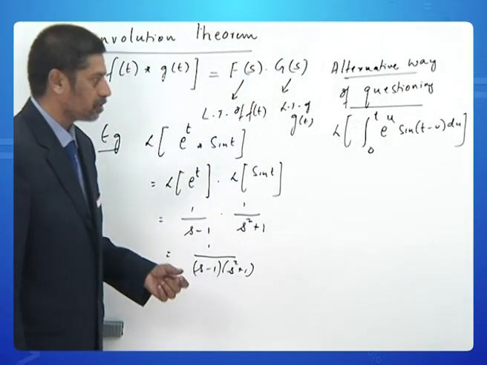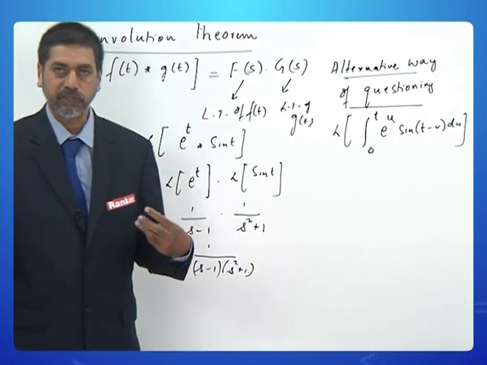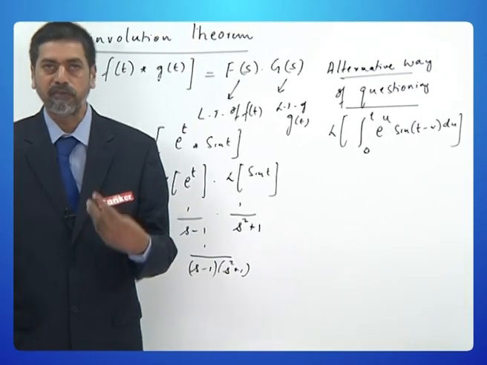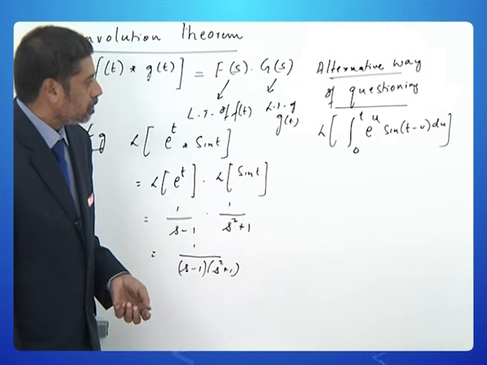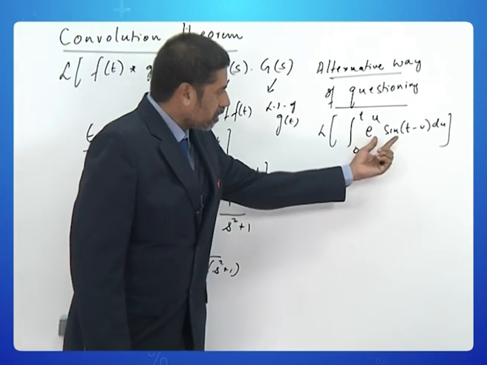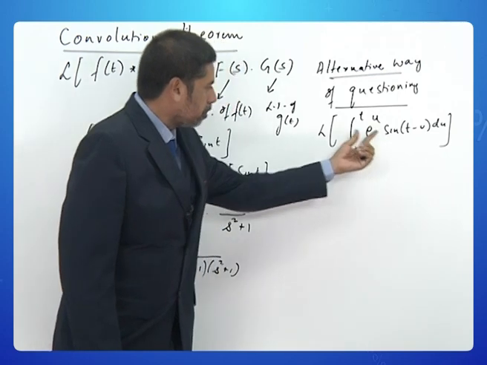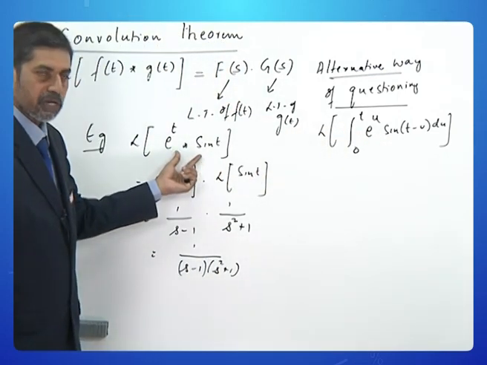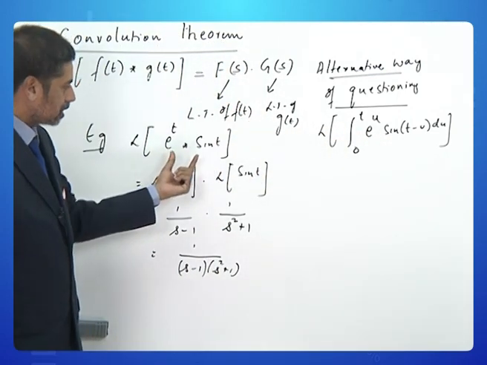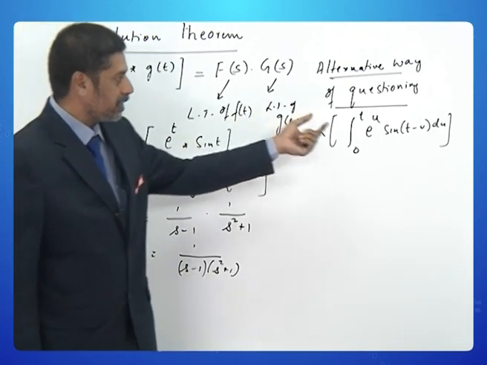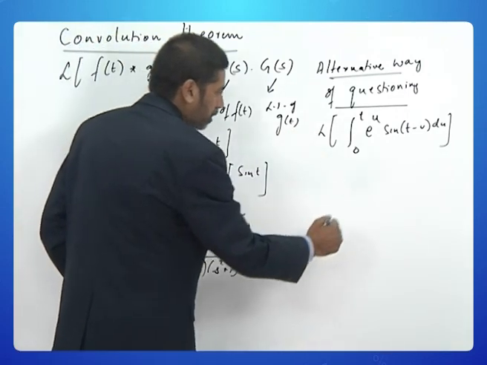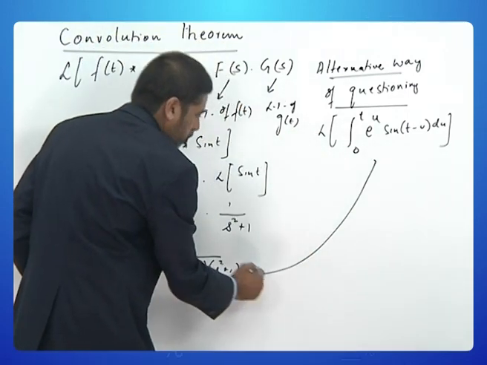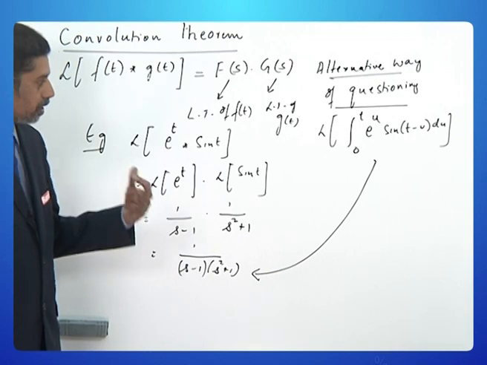Please recall the definition of convolution integral. f of t star g of t is f of u into g of t minus u, integral 0 to t. So if you are given this, you must immediately be able to map it onto e power t star sin t, because both of them are one and the same. This is a symbolic form, but that is the integral form of the convolution. Therefore, the answer to this would be straight away this one. Both are one and the same.